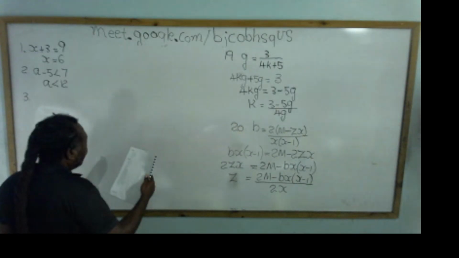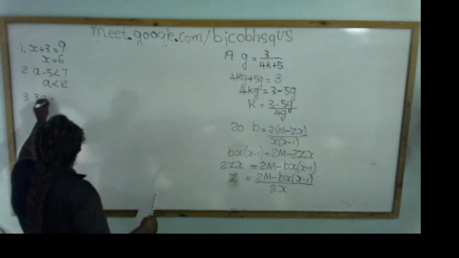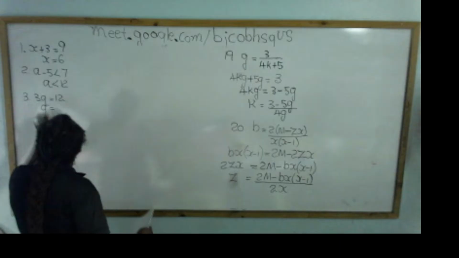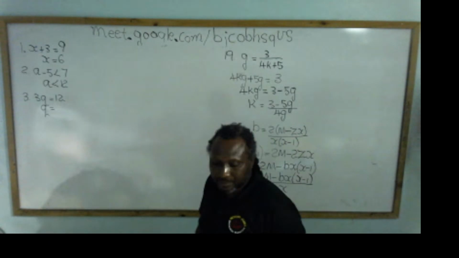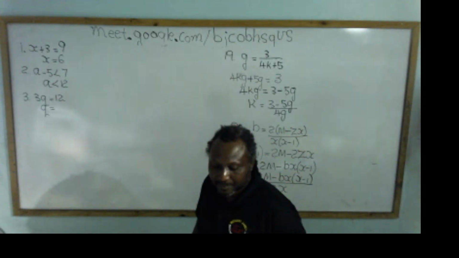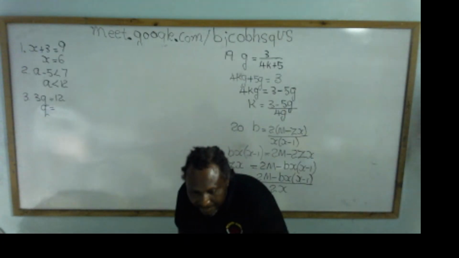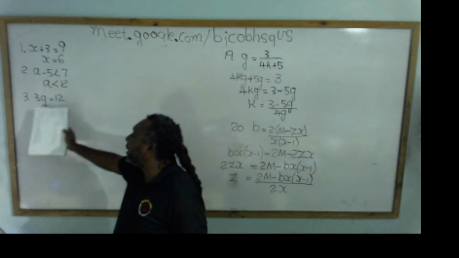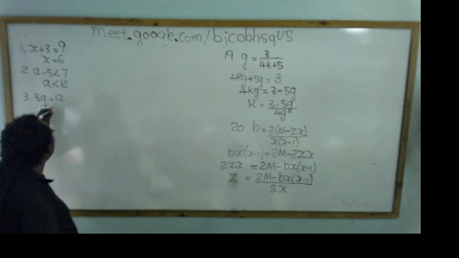3q is equal to 12. Q is equal to what? We are multiplying by 3 here. We will eliminate the 3 by division. So divide 12 by 3, we get 4.